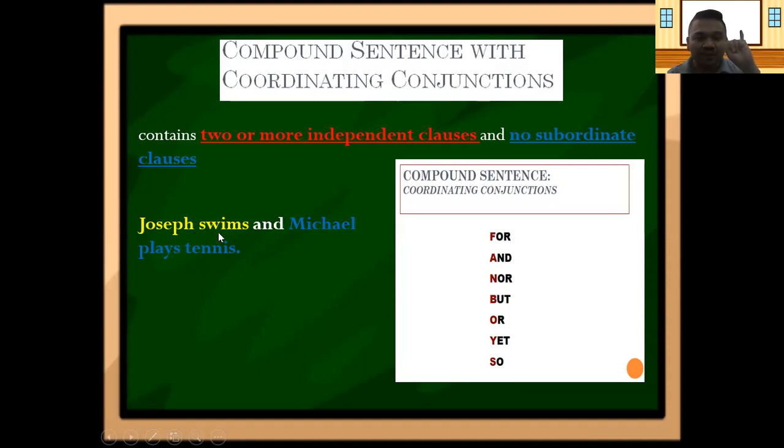So Michael's first independent clause is "Michael swims." The second independent clause is "Michael plays tennis." One independent clause plus one independent clause, connected with a coordinating conjunction, here "and," equals a compound sentence.